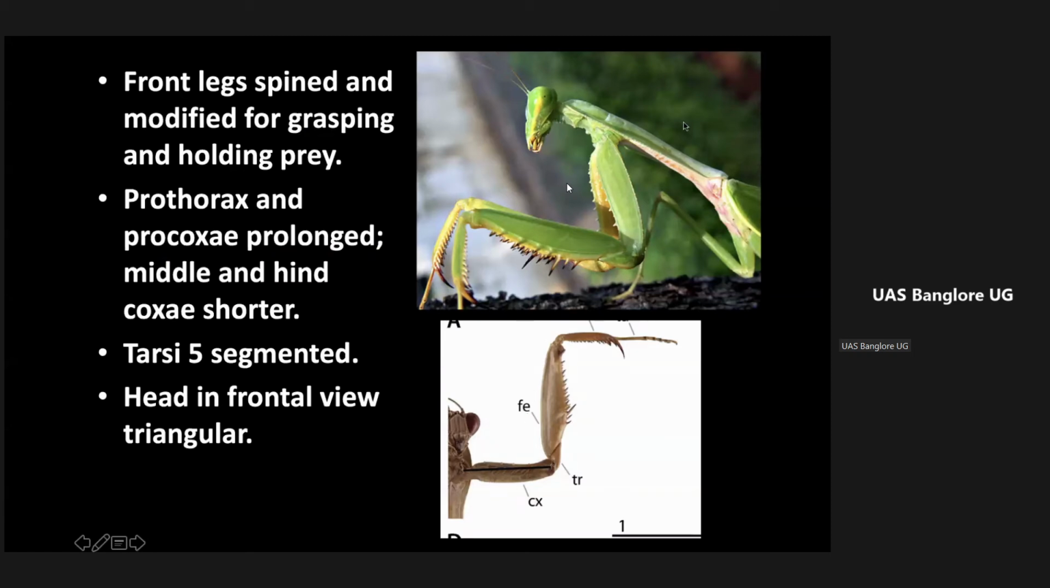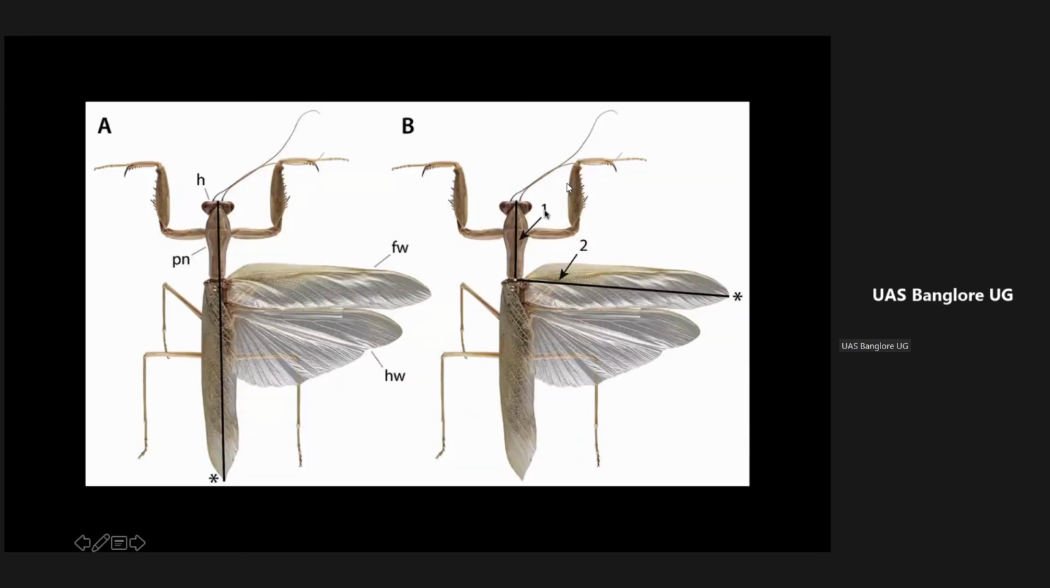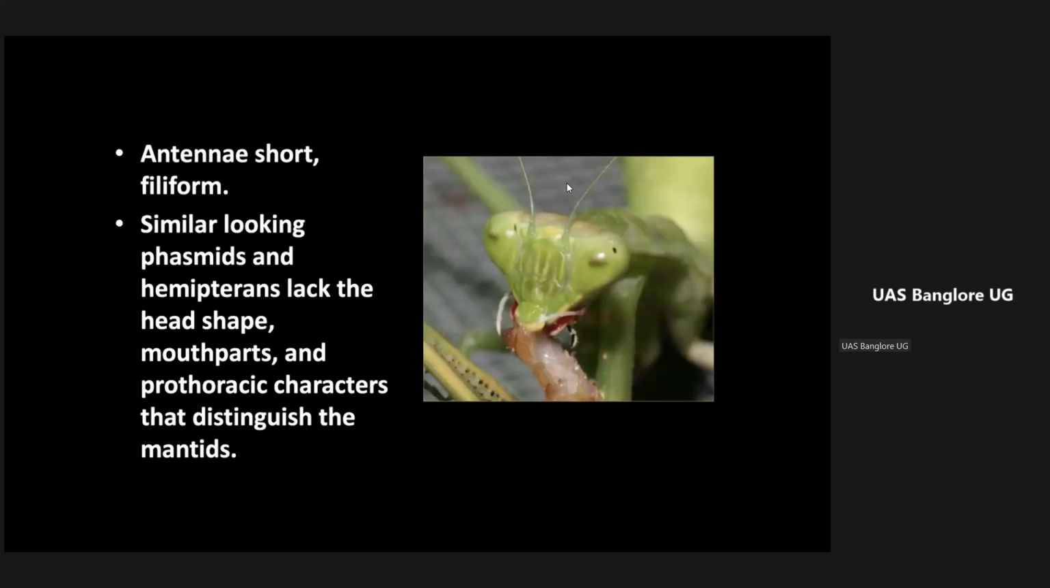So that is how you can identify a praying mantid. Coxa, trochanter, femur. The femur has a lot of spines, and the procoxa is enlarged. So this is how you can identify a praying mantis. Some of the characters: the wings are tegmina-like, the procoxae are enlarged and modified, whereas the femur is modified with a large number of spines. They catch other insects and feed on them. They are predators. What is the type of head orientation? It is hypognathous. The head is projected down.